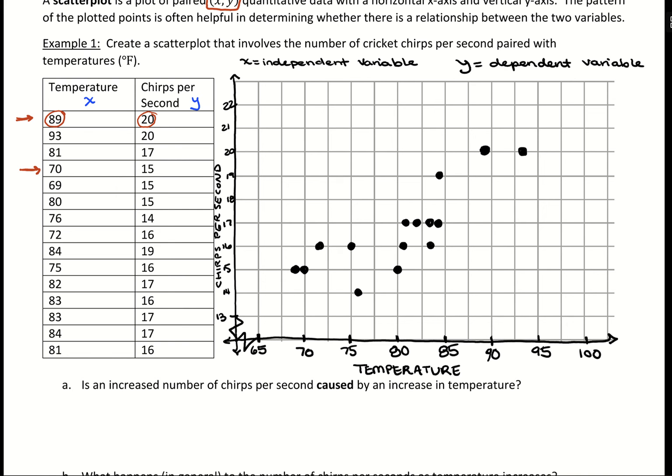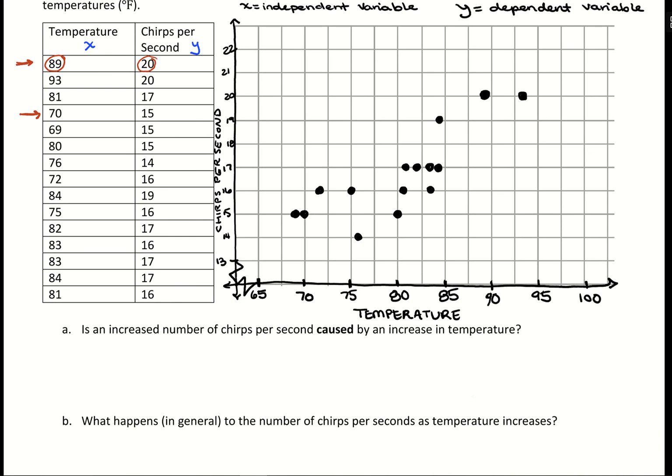So what we want to do in this section is look for trends with this data. So we don't want to analyze too closely. You kind of want to step back from it and see, what do you see generally happening with the data? So let's look at the types of questions we could answer. In part A here, it says, is an increased number of chirps per second caused by an increase in temperature?